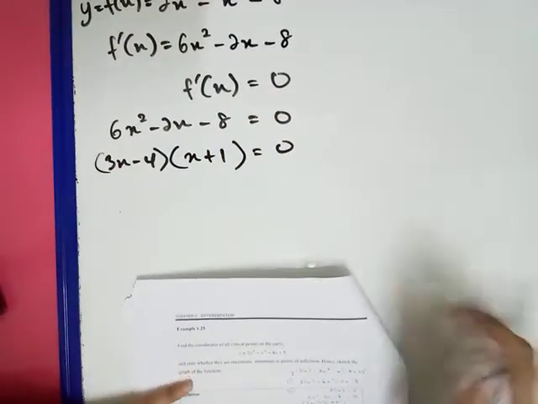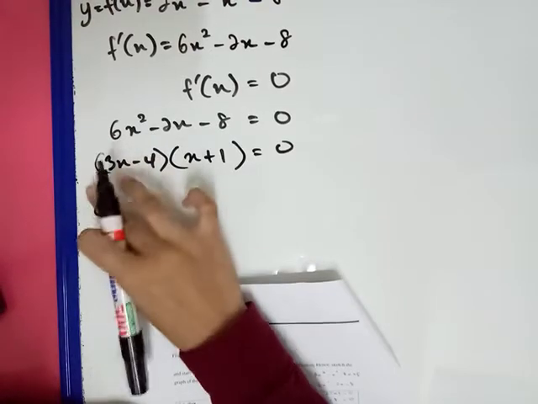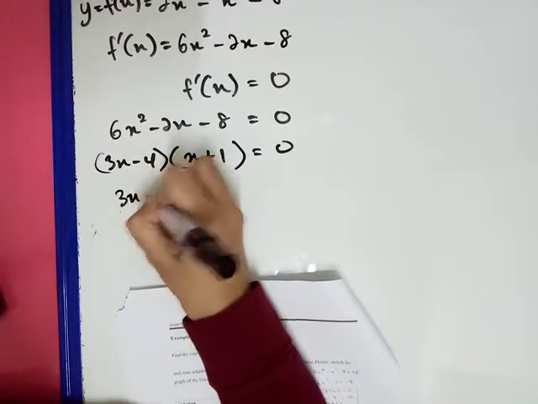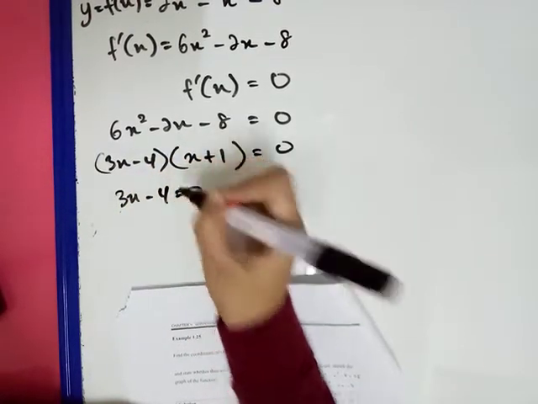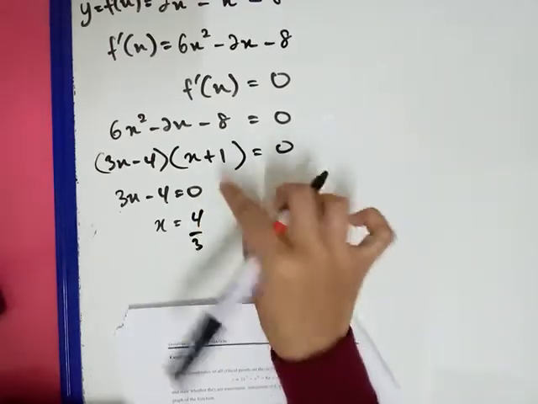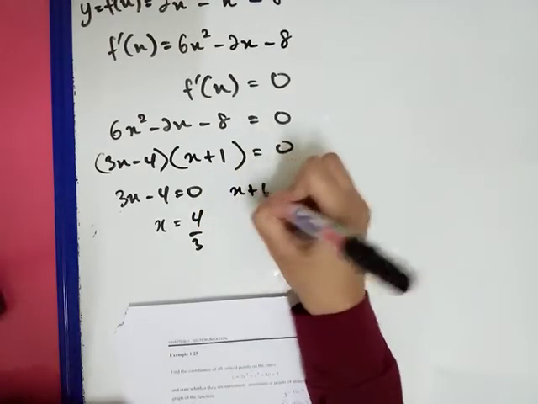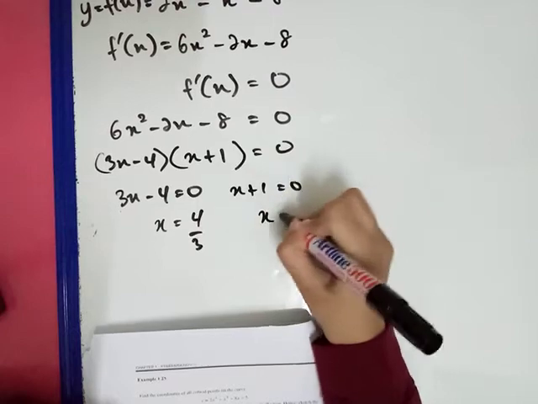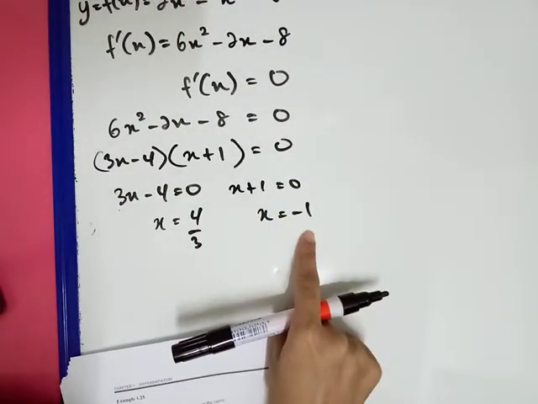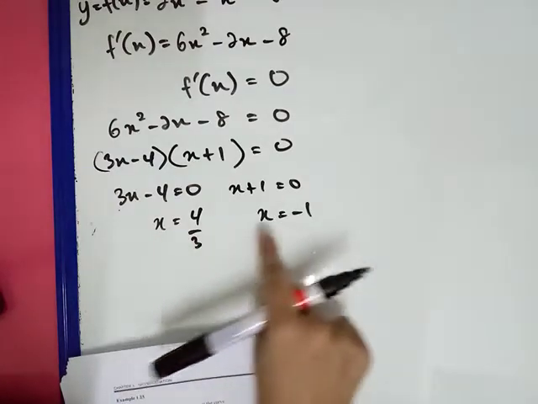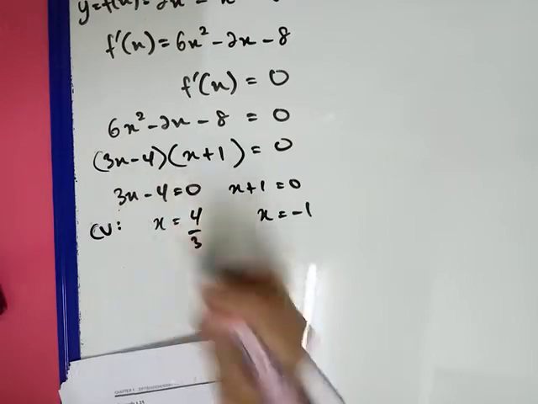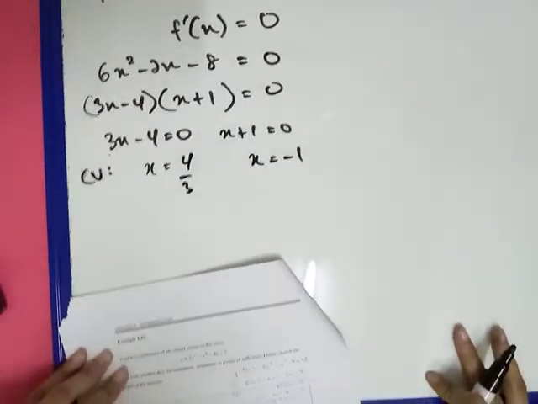So the critical values: 3x minus 4 equals 0, so x equals 4 over 3, and x plus 1 equals 0, so x equals negative 1. So this is the critical value. Okay, x equals 4 over 3, x equals negative 1. These are the critical values here.